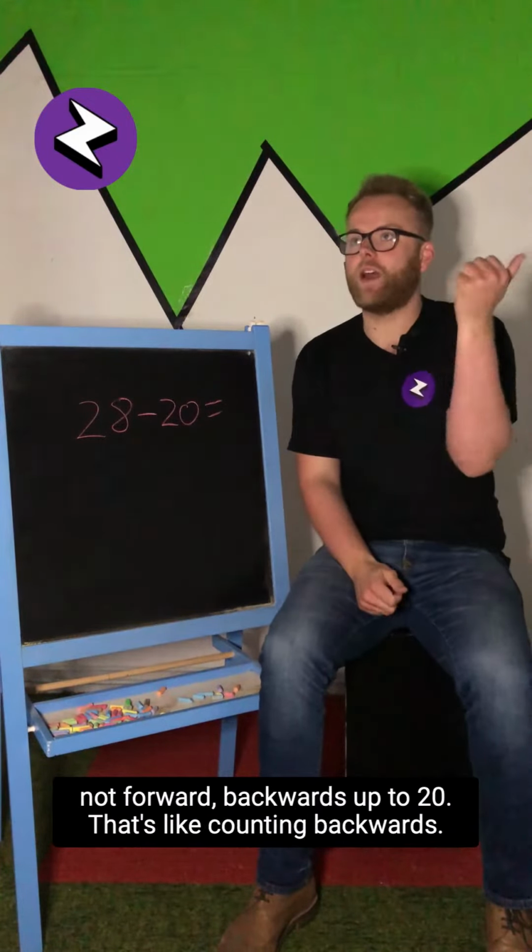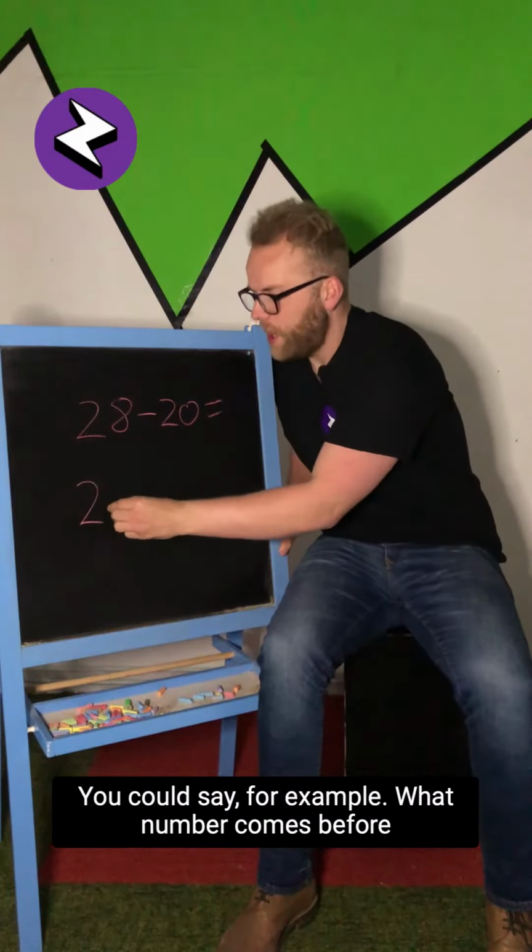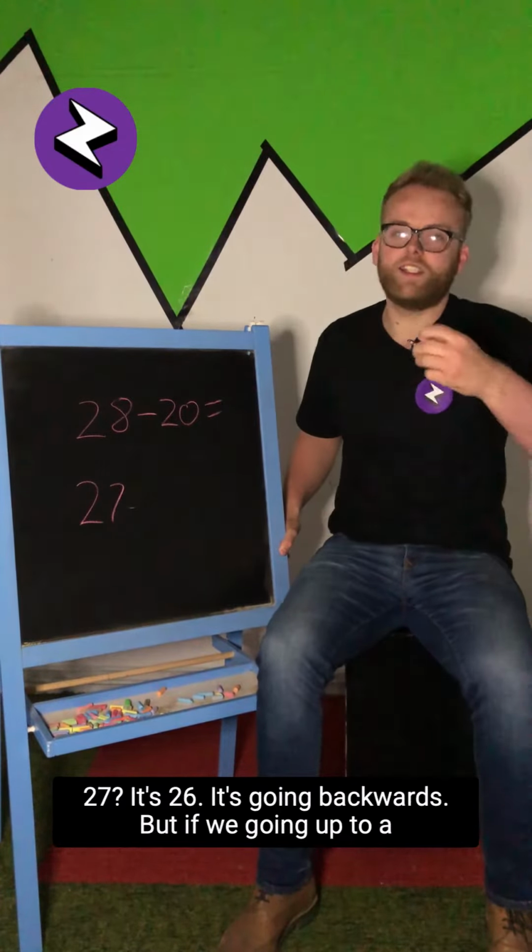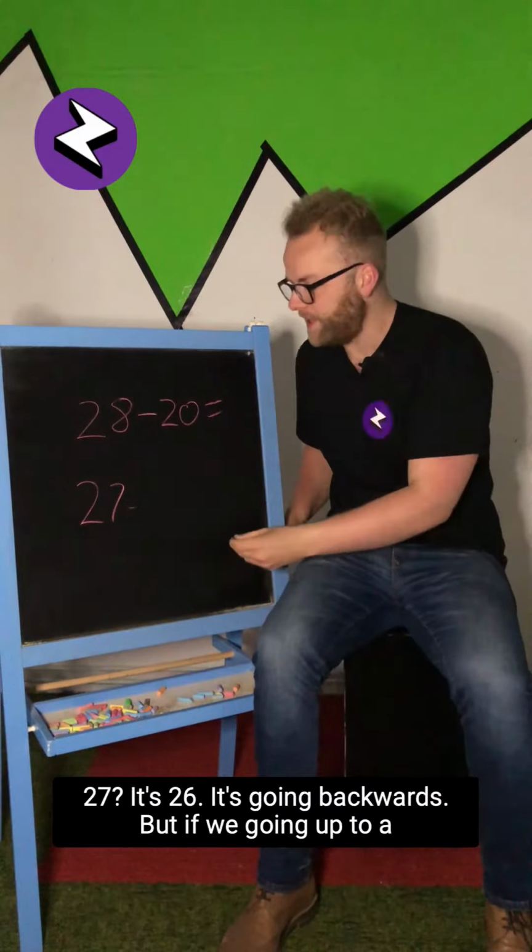So that's like counting backwards, so you could say, for example, like this, what number comes before 27? It's 26, so it's going backwards, okay?